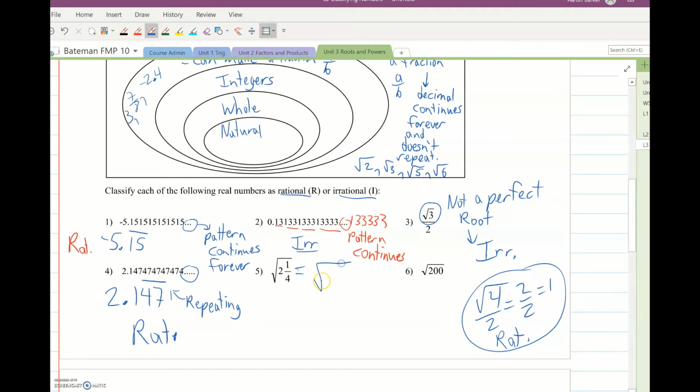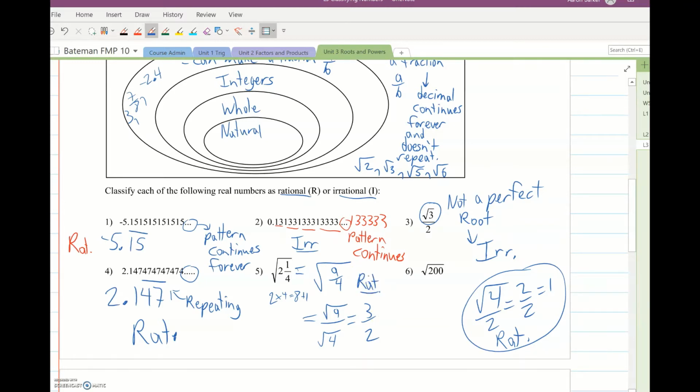Here, this looks complicated. Turn that into an improper fraction. So 2 times 4 equals 8 plus the 1, we get 9 over 4. Last year you looked at that. You can square root the 9 and square root the 4, which is 3 over 2. It's a fraction, so this one definitely is rational.